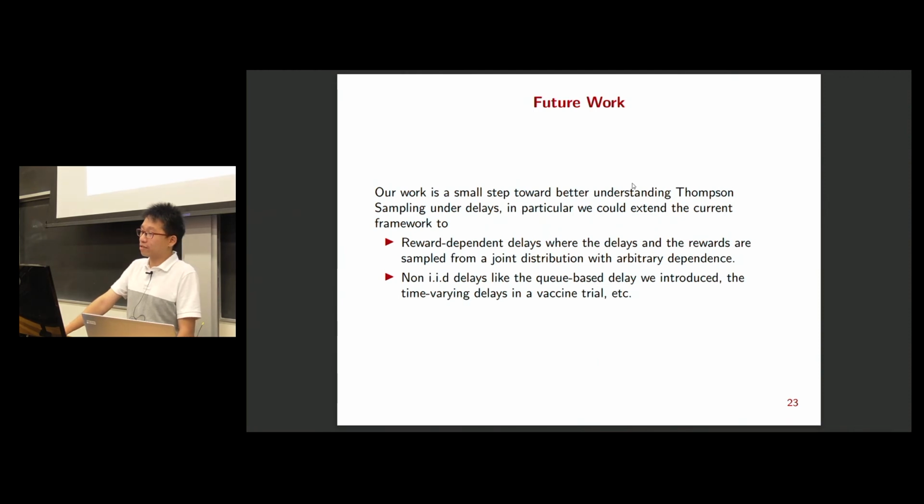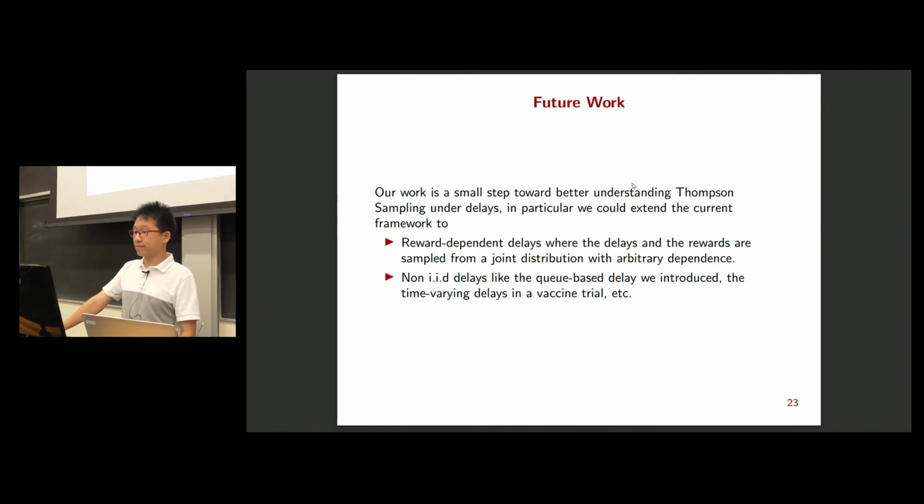For future work, I think our work is a small step toward better understanding Thompson sampling under delays. In particular, we could extend the current framework to reward-dependent delays, where the delays and rewards are sampled from a joint distribution with arbitrary dependence. In this scenario, you still have this IID structure, but your delay distribution will be dependent on the rewards.